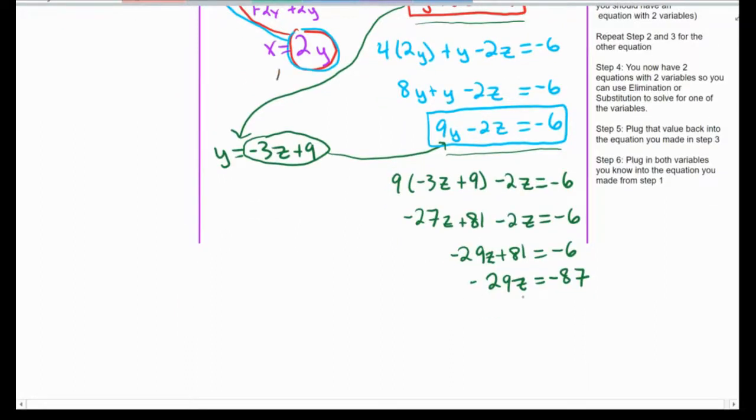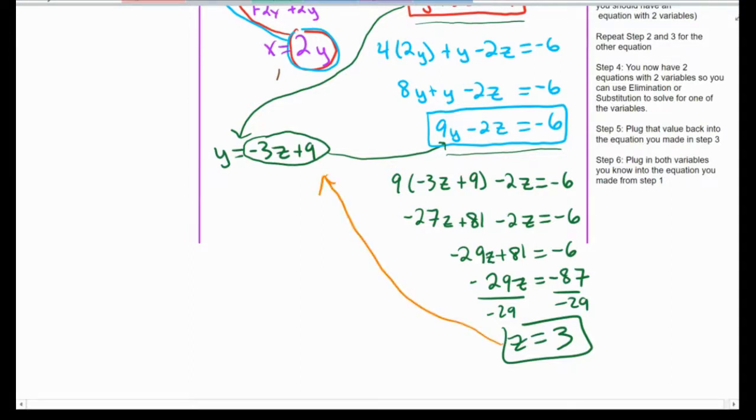And now that I have just z here, I can divide both sides by negative 29 and get z is equal to 3. So once I have z is equal to 3, I'm going to use that to plug it back into one of my old equations here. And I get y equals negative 3 times 3 plus 9. y equals negative 9 plus 9, so y is equal to 0. So I have my second variable here.